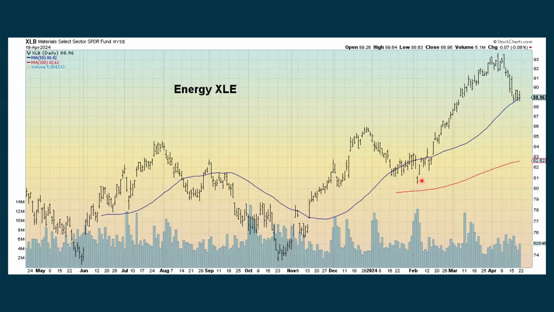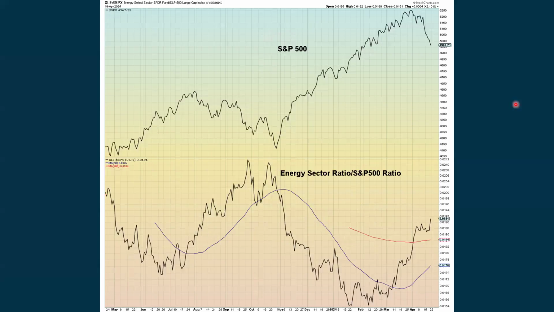Energy, been really strong lately, but it's also come back down to its 50-day moving average. We do a ratio compared to the S&P, where it's still in a downtrend, but it's really been bouncing back up as energy's been one of the better performing sectors in 2024.